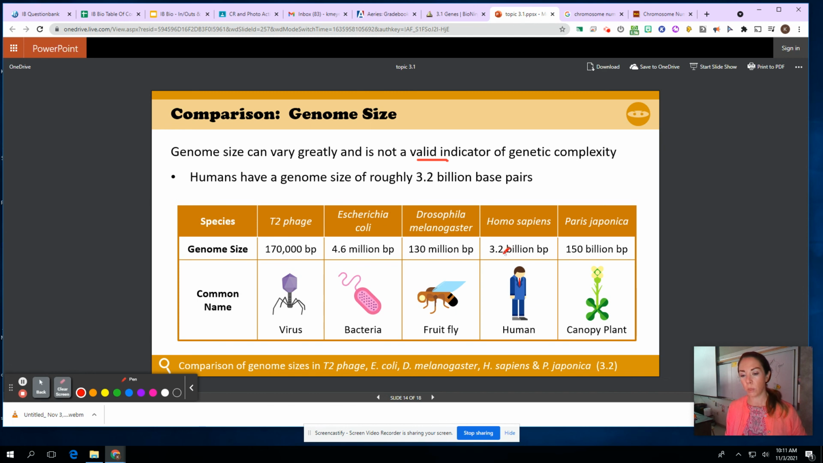Humans, we talked about, have over 3.2 billion. A canopy plant, 150 billion, fruit fly, 130 million. And this is the bacteria, 4.6 million base pairs. So E. coli has more base pairs than a human. So definitely not looking at complexity, and we're still trying to figure out what the relationship is between complexity and species.